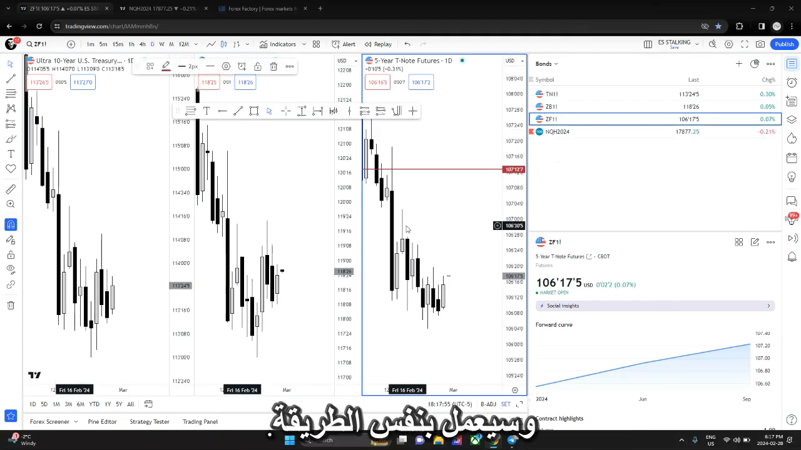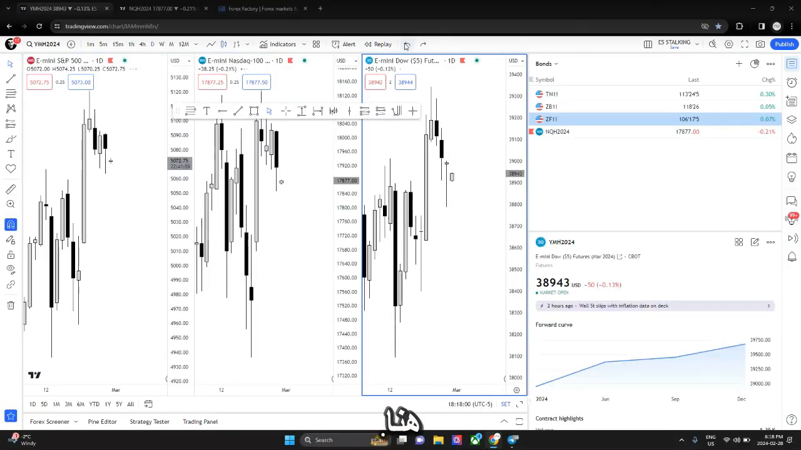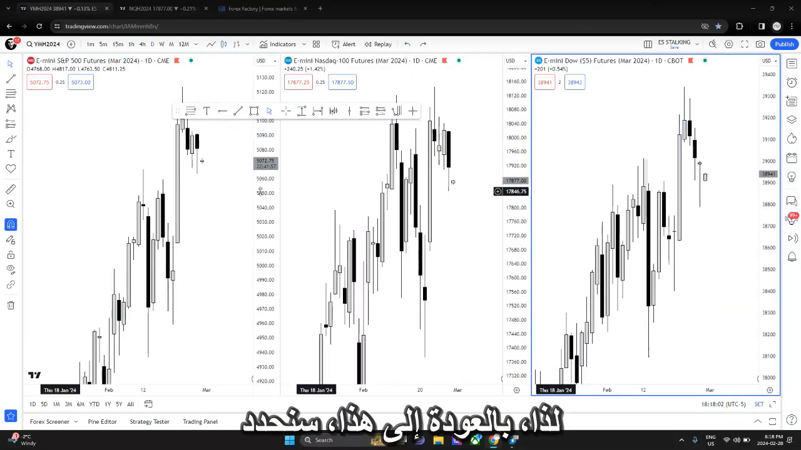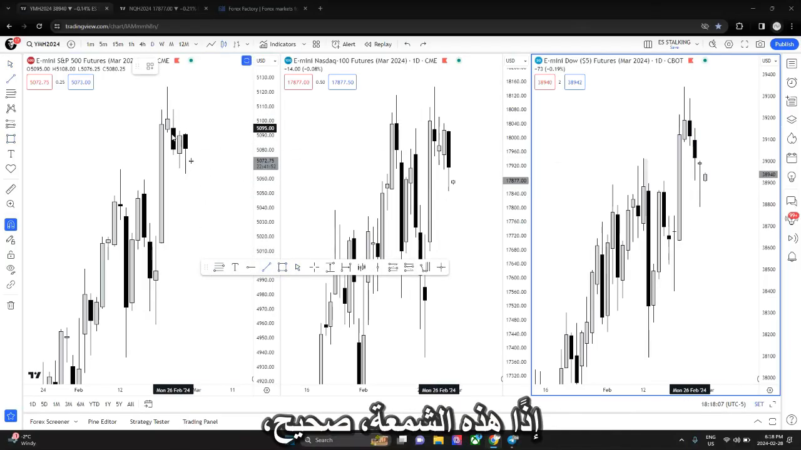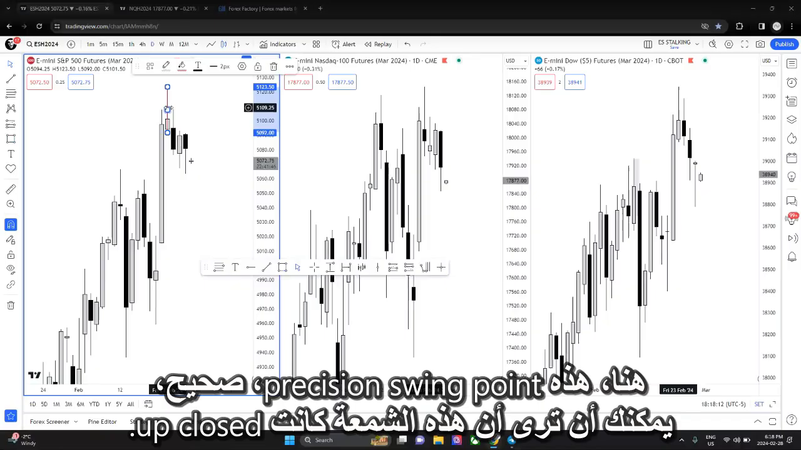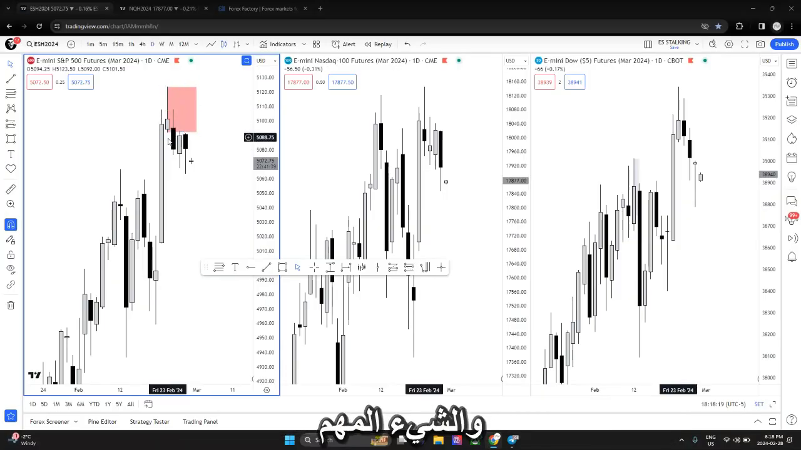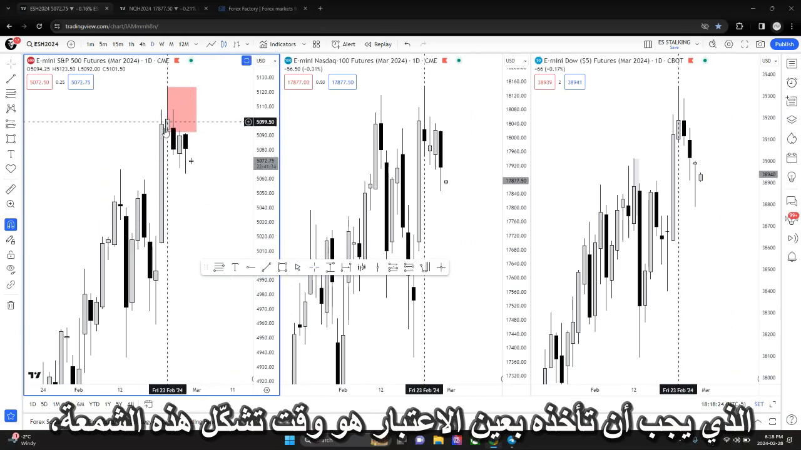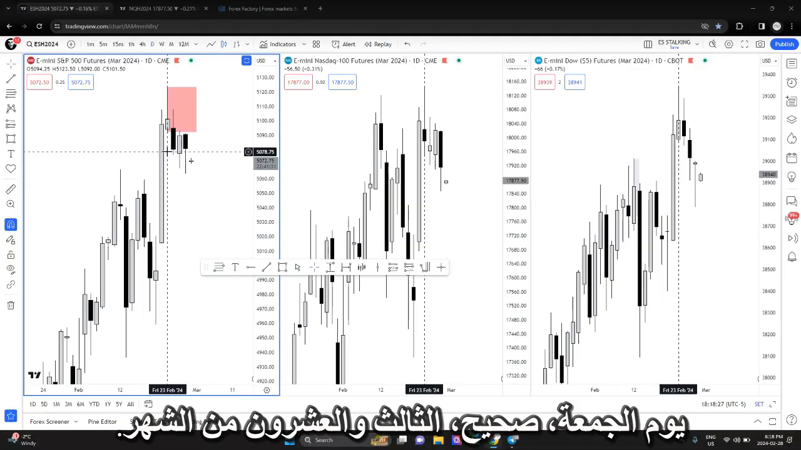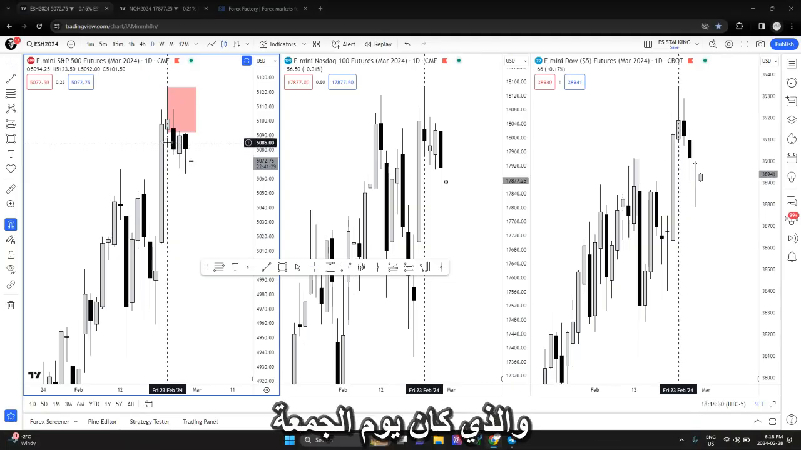And it will function the same way here. So going back into this, we will identify our precision swing point. So this candle right here, that's a precision swing point, right? You can see that this candle was up closed, and the important thing that you must take into consideration is the time that this candle forms, which was Friday, right? The 23rd, which was last Friday.